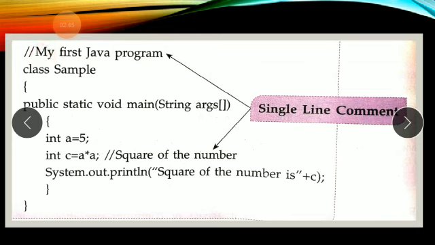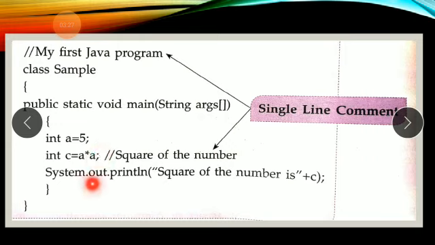This is a program about the single line comment. Here, // my first Java program, class sample, public static void main(String args), int a = 5, int c = a * a. Here we are again using a single line comment to show what we are doing. We are calculating the square of the number, whatever number we have provided here, a = 5. For that number we are calculating the square. That we have made as a comment here.